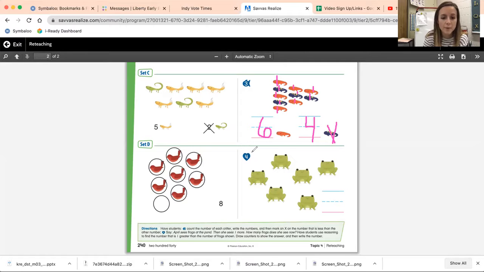Now let's do this last problem. April sees frogs in the pond. Then she sees one more. How many does she see now? Draw a counter to show your answer and then write the number. So right now we have 1, 2, 3, 4, 5, 6 frogs. But our problem says that April sees one more. So I need to draw a counter to pretend it's one more frog. I know I already had 6, so one more would make 7. I can write that number over here.